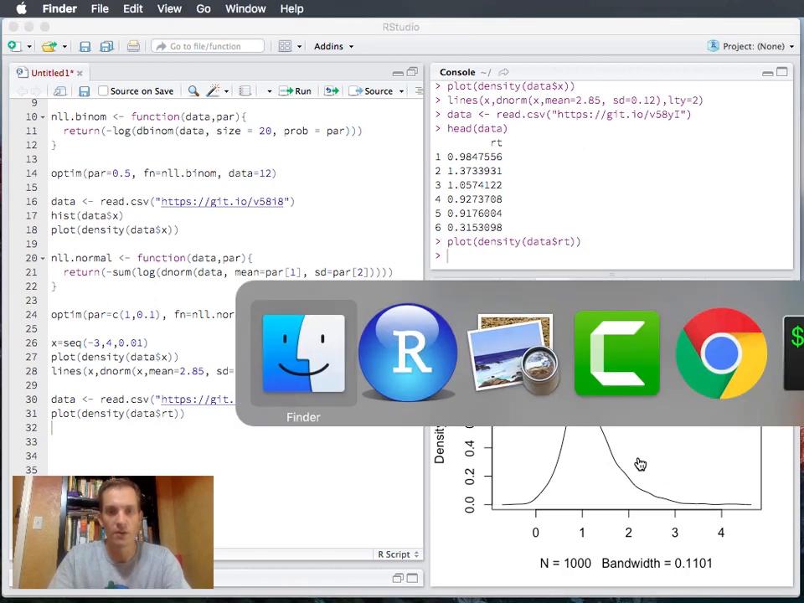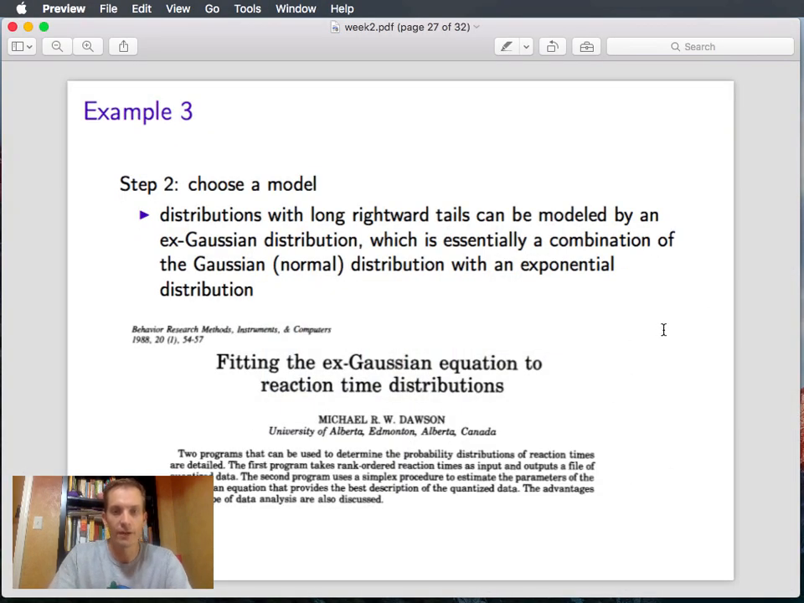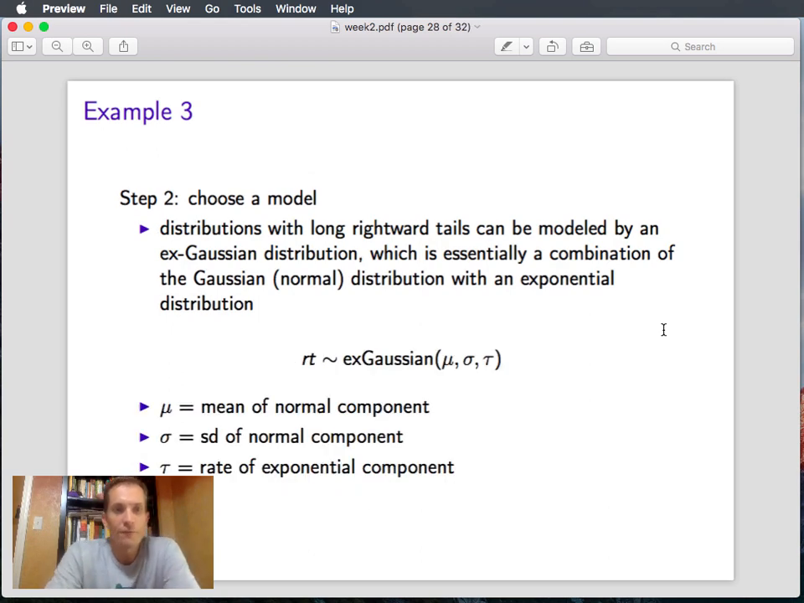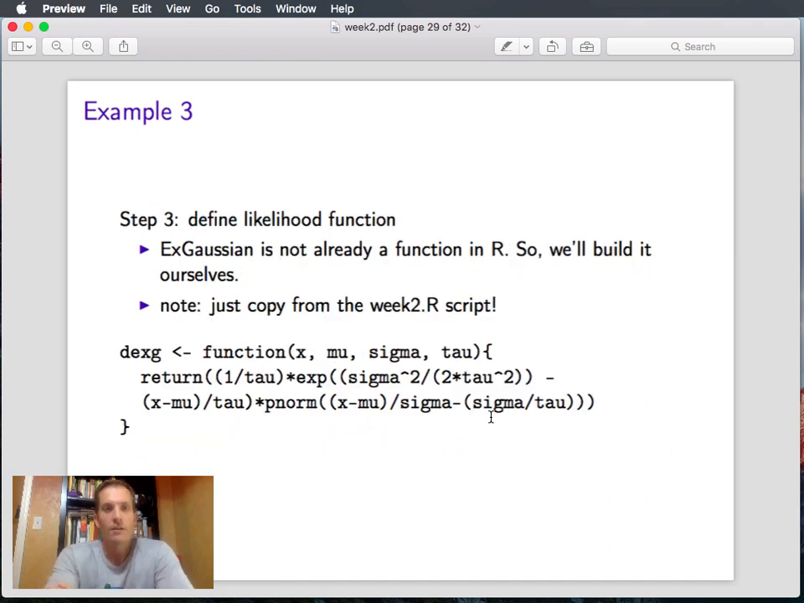So let's see if we can figure out how to do this fitting. So we're going to fit the RTs as an ex-Gaussian. An ex-Gaussian distribution has three parameters. It has mu, sigma, and tau. Mu and sigma are exactly what you think they are. They're the mean and standard deviation of the normal part, but then tau is the part that represents the exponential component. Now there's one small problem.